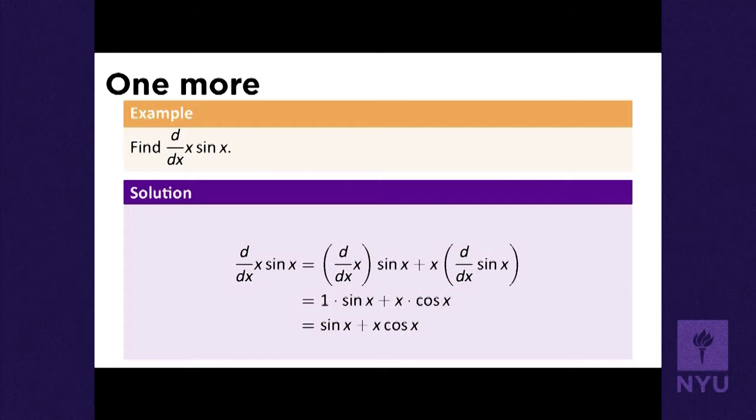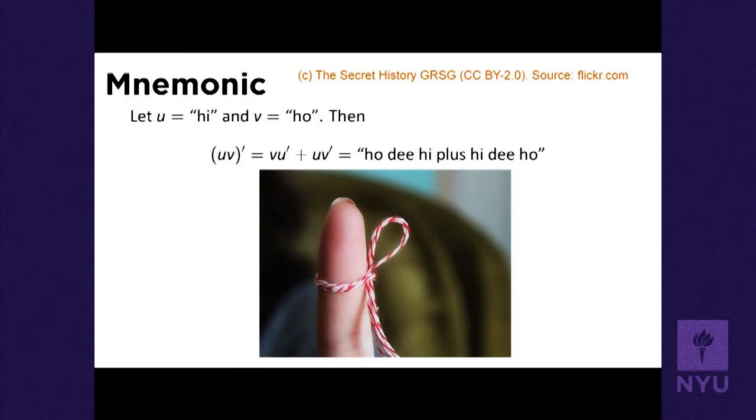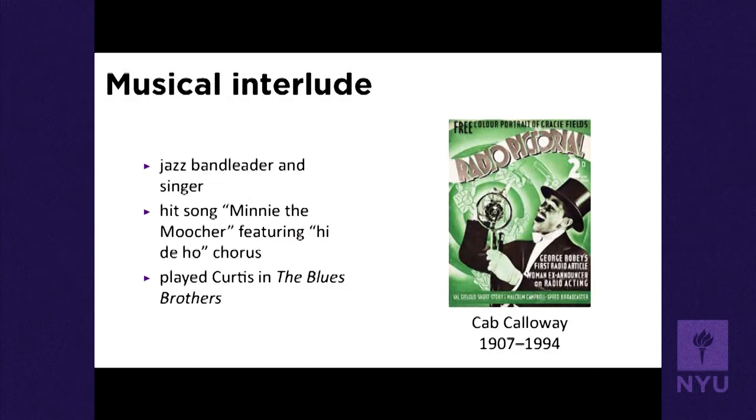So you know that I'm a big fan of mnemonics, and I have a couple for these. All right. If I think of my two functions as named hi and ho, then the derivative of the product hi ho is ho d hi, hi d ho. Okay. Right? The first one times the derivative of the second plus the second one times the derivative of the first. Ho d hi, hi d ho. Like it? That's why I was playing Cab Calloway at the beginning, because he has the song Minnie the Moocher, which goes hi d ho. Hi, ho. All right. So that'll help you remember the product rule.